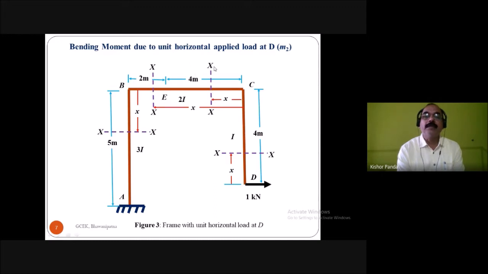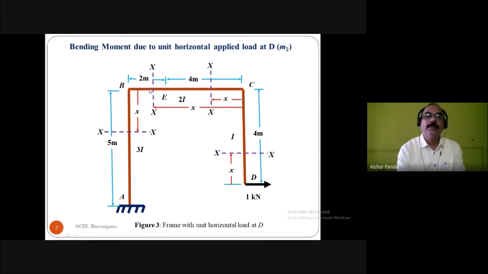Similarly, take another section between E and C at a distance x from the point C. What is the moment here? This is the force and this is the perpendicular distance, which is 4 meters. Here the moment is equal to 1 into 4. This is also anti-clockwise, so positive: plus 1 into 4.